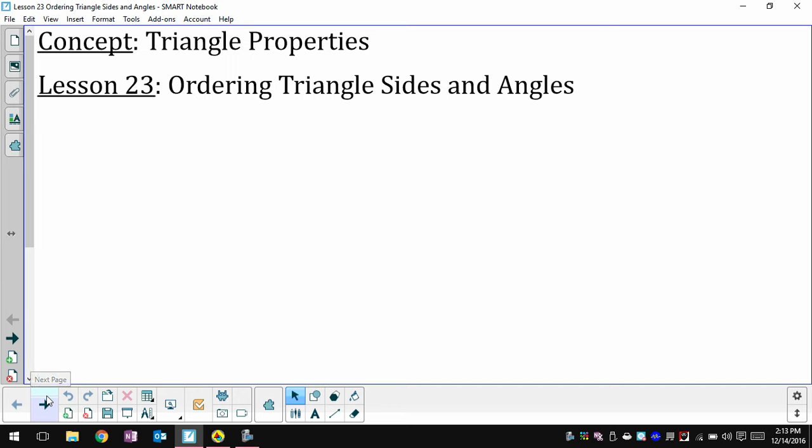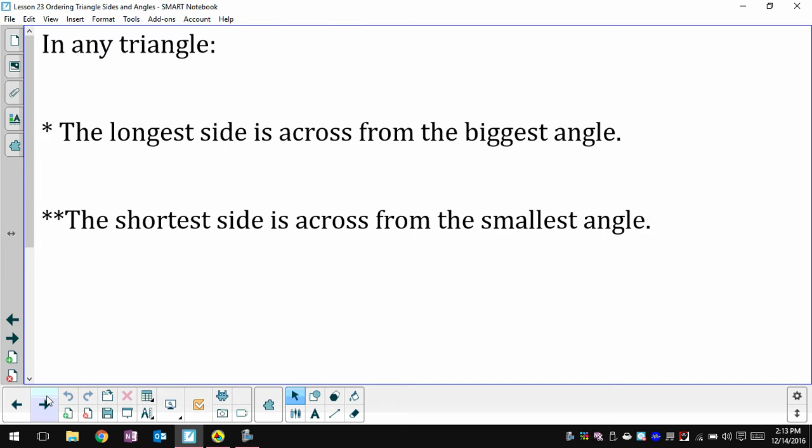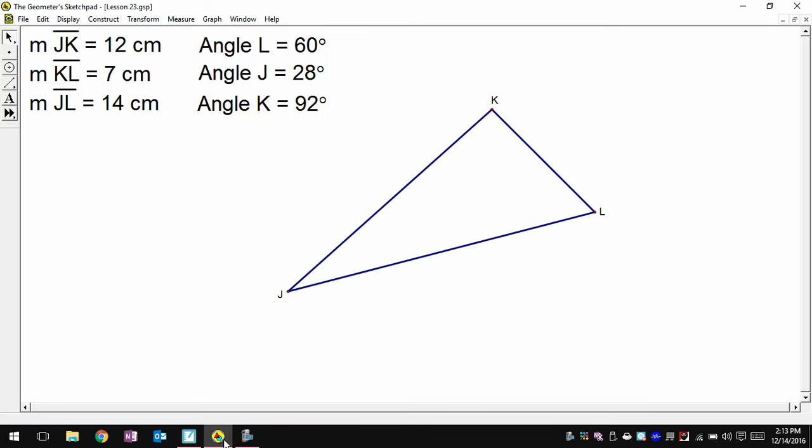more properties of triangles. So in a triangle, the longest side of the triangle, so the side that is the longest measure, is across from the angle that has the biggest measure. Similar to that, the side that's the shortest, the one that is the smallest length, is across from the angle that is the smallest. So let me show you that here. I have an example of that.